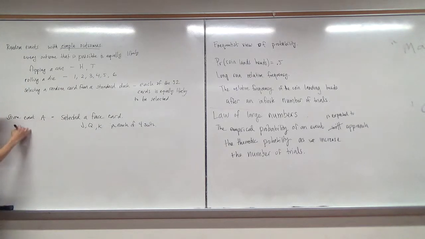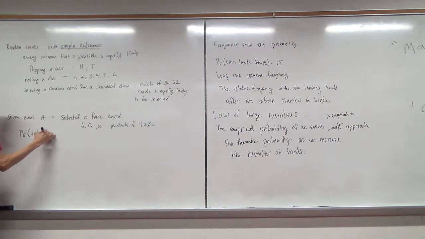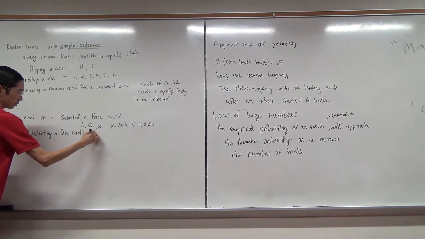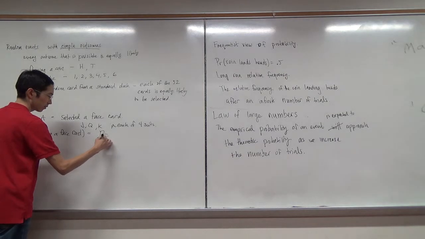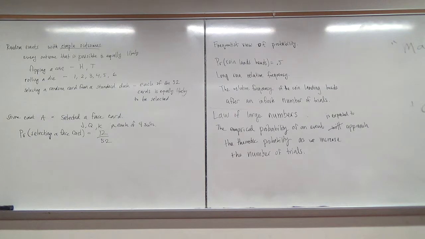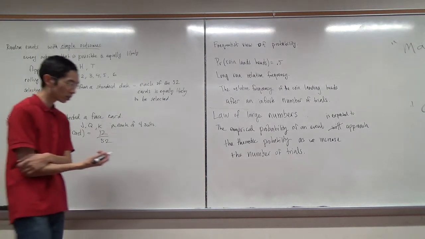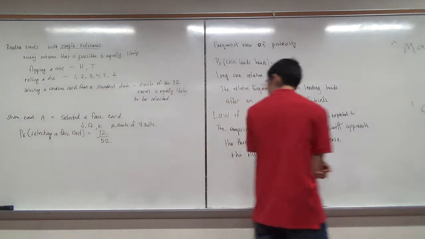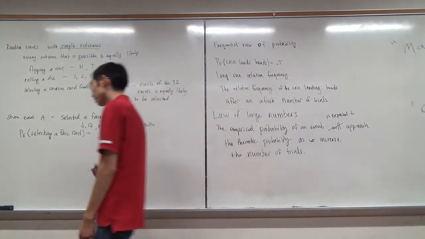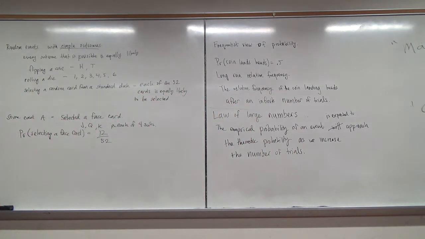And so the probability of selecting a face card is equal to 12 out of 52. Okay? There are 12 face cards. 12 out of the 52 cards in the deck are face cards. Each card is equally likely to be selected. So the probability of selecting a face card is 12 out of 52. You could reduce that to 3 out of 13. It doesn't matter. Or turn it into a decimal. They are all saying the same thing.